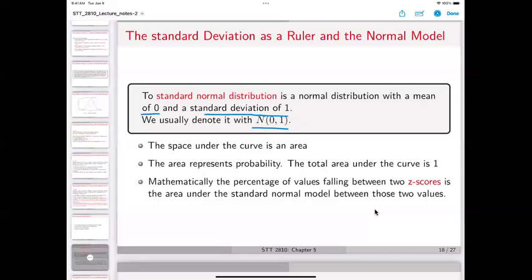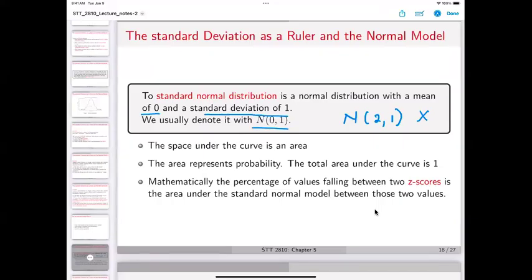We could also have, maybe, N(2, 1). So this is a normal distribution with a mean of 2 and a standard deviation of 1. This is not a standard normal distribution. A standard normal distribution has a mean of 0 and a standard deviation of 1.